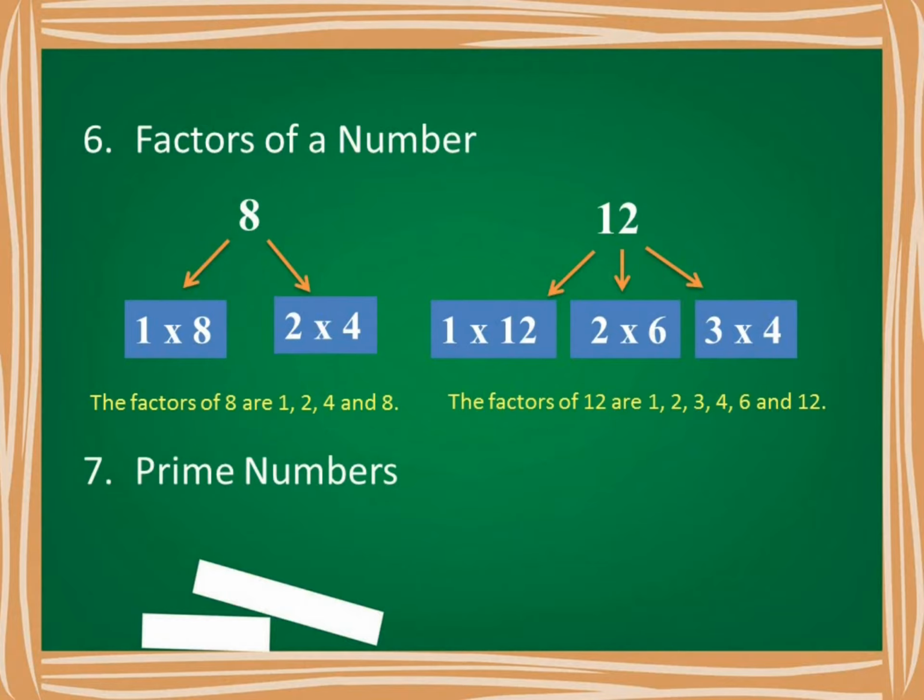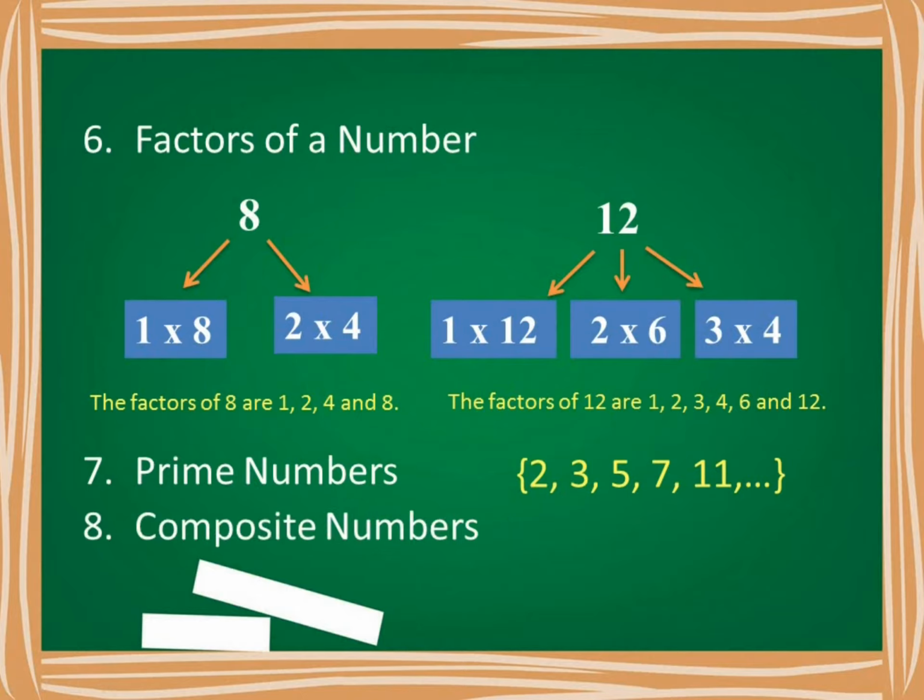Next, prime numbers. These are numbers greater than 1 that can only be exactly divided by 1 and itself. So, examples of prime numbers are 2, 3, 5, 7, 11, and so on. Take note lang po, ang pinakamaliit na prime number is 2. Si 1 ay hindi prime number, okay? Pag sa prime numbers, ang factors lang nila ay 1 and itself. Okay, di ba? 2 times 1, 3 times 1, 5 times 1, 7 times 1. Bukod doon, wala na sila iba pang factors.